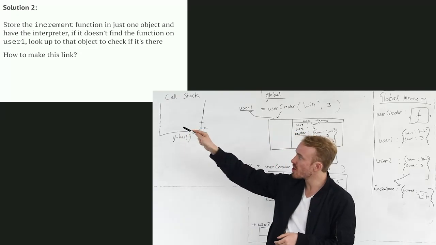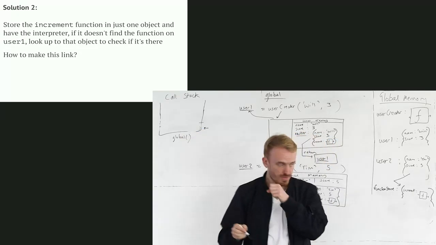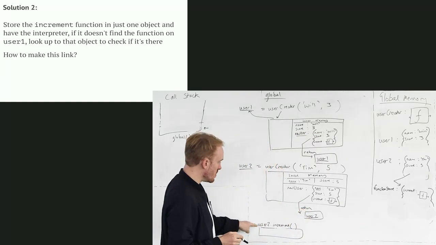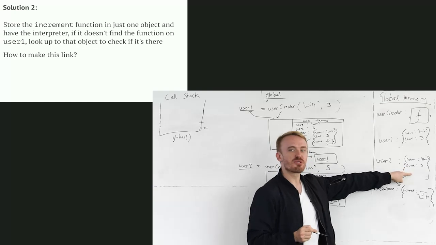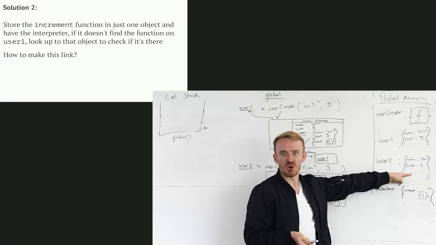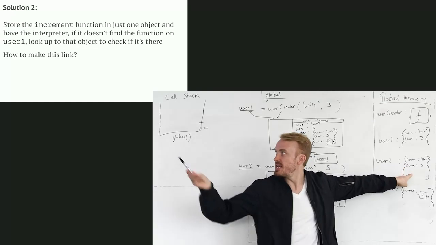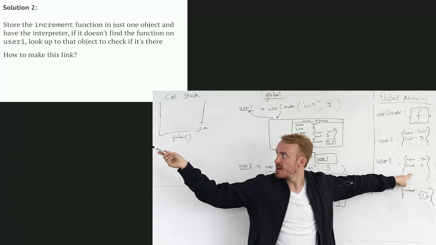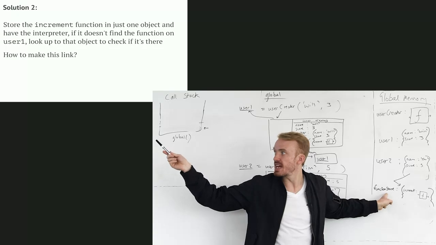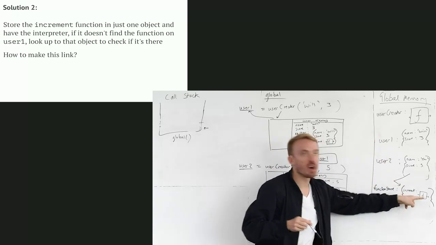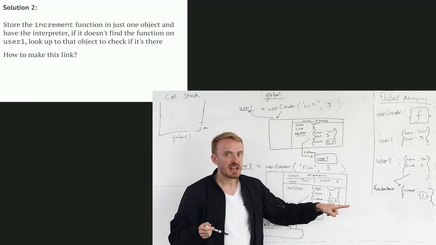Store the increment function in just one object and have the interpreter, when we do something like user2.increment, go look up at user2. There's no increment function on it. We don't want a unique increment function on user2 objects, but instead look up to this other shared object to check if increment's there. Oh, it is, and run that functionality.